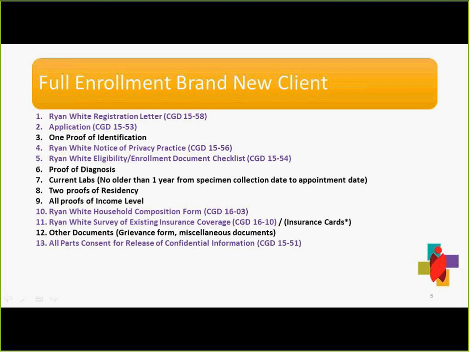Item number 8 talks about labs. Labs cannot be older than 1 year from the date of the eligibility appointment. There are usually 3 dates listed on labs. You want to look for the specimen collection date, which is the date the blood sample was collected. The time between this date and the client's enrollment appointment cannot be more than 12 months. If you have a client that brings in expired labs, it is your responsibility to instruct the client that new labs are required.